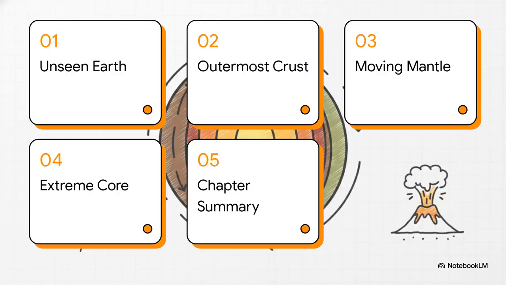Here is our roadmap for today's Explainer. 1. Investigating the unseen Earth. 2. The outermost crust. 3. The moving mantle. 4. The extreme core. And 5. Complete chapter summary.